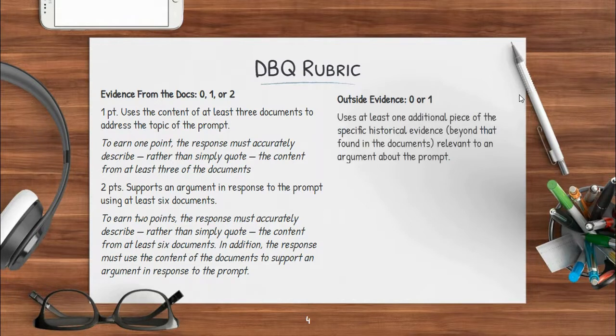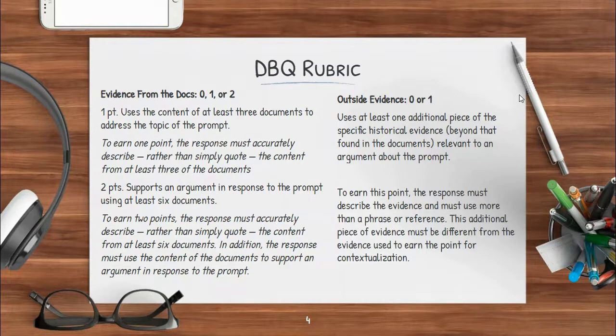Next is the outside evidence, which is pretty straightforward. Use at least one additional piece of specific historical evidence beyond that found in the documents relevant to the argument about the prompt. To earn this point, the response must describe the evidence and must use more than a phrase or reference. This additional piece of evidence must be different from the evidence used to earn the point for contextualization.